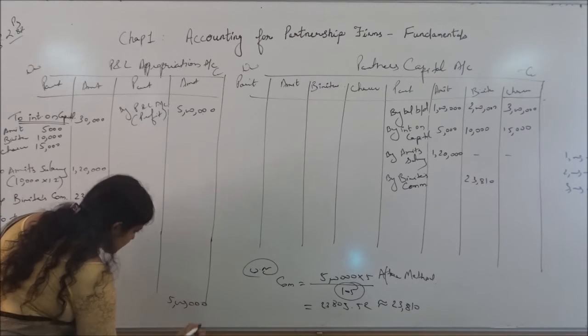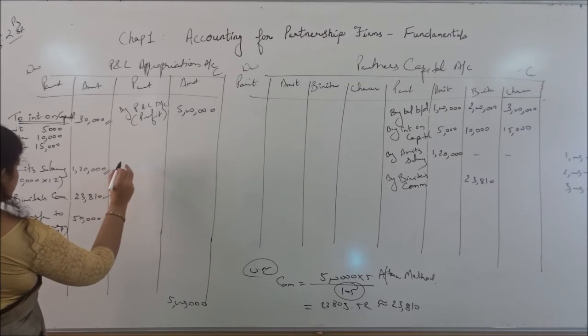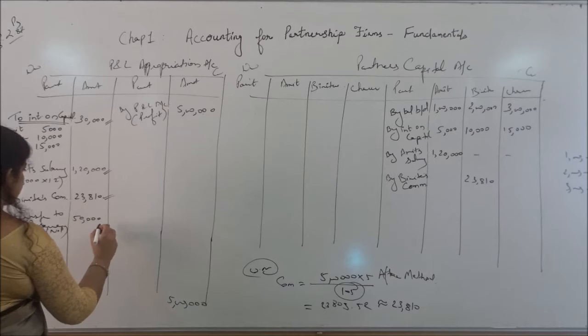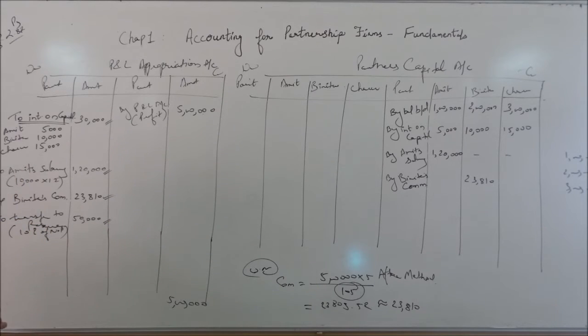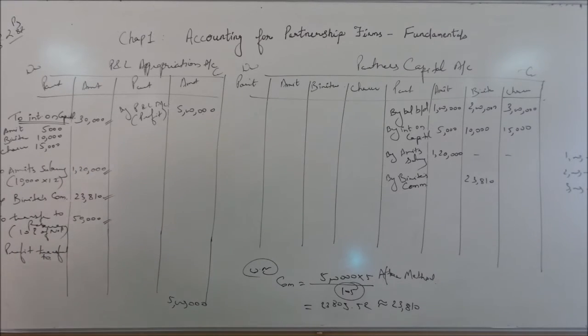5 lakh. Subtract these items: 5 lakh minus 30,000, minus 1,20,000, minus 23,810 and minus 50,000. Do the calculation. How much is it coming? To profit, transferred by which method? Normal method, fluctuating method. So it will come in the name of capitals only. In the name of partners, we will transfer to Amit's capital. Calculate and tell me.